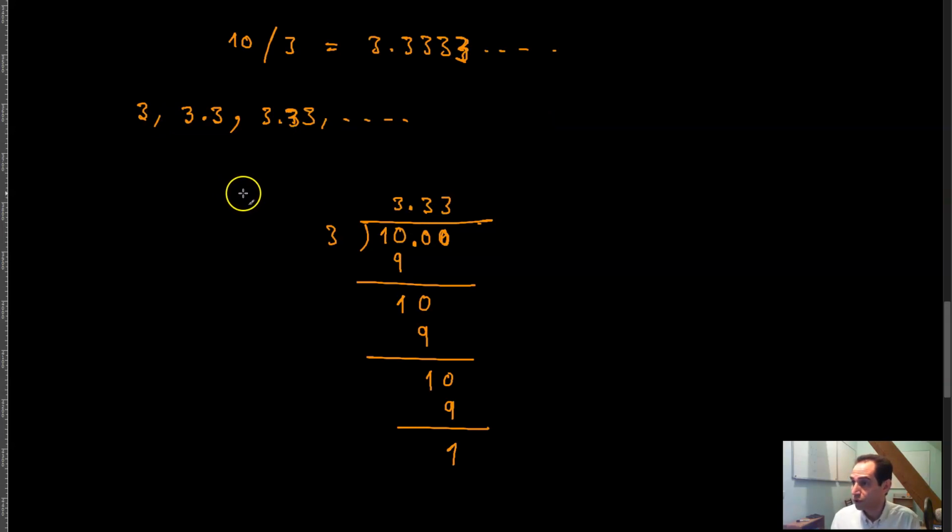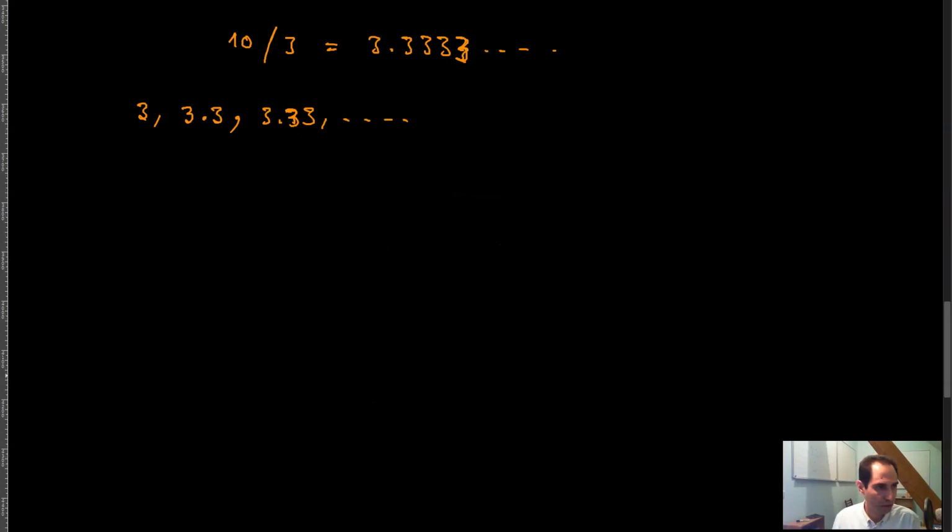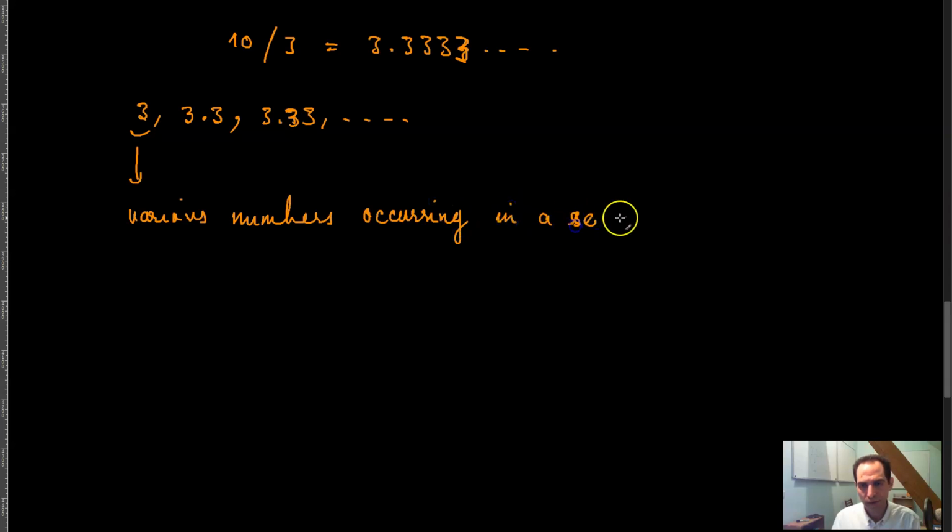So these quotients also form a sequence, and using these examples you can understand what we mean by a sequence. The various numbers occurring in a sequence are called the terms of the sequence.